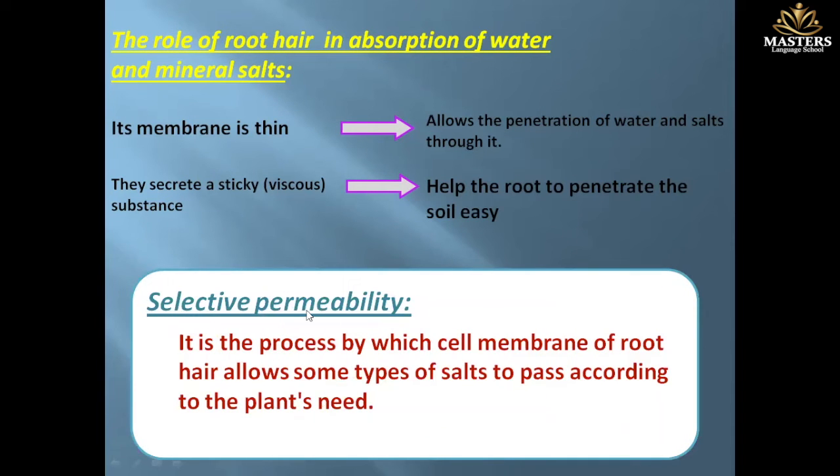And there is an important process in the root hair called selective permeability. It's a process by which the cell membrane of the root hair allows some types of salts to pass according to the plant's need. So we call it selective permeability.